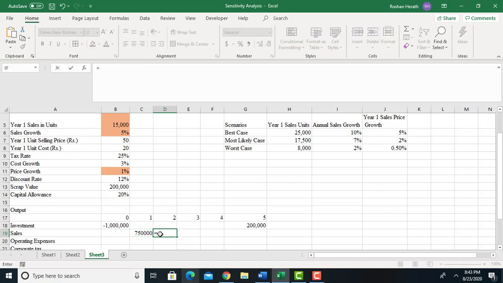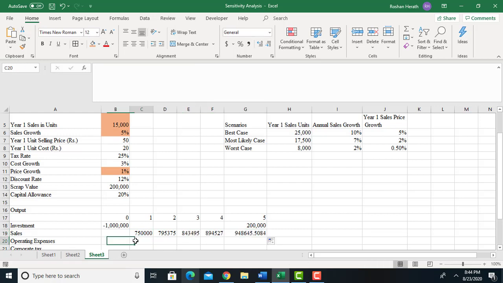Then from year 2, you can see there's a growth. You take the previous year's sales value, 1 plus the growth in sales units, and then you take the growth in the price. The price growth had also been taken. Since you have given the range names, it works as a constant cell. Fine. Now you can simply drag them.